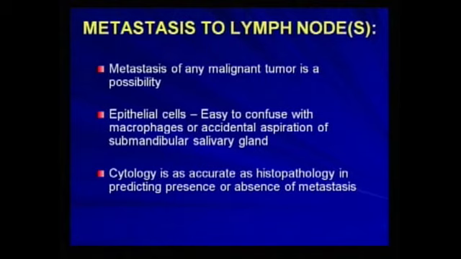Epithelial cells, you can confuse them with macrophages. Look for the clusters. And if you see clusters of cells forming acini and you don't see any lymphocytes, you obviously, especially in the cervical area, want to consider the possibility that a salivary gland was aspirated.